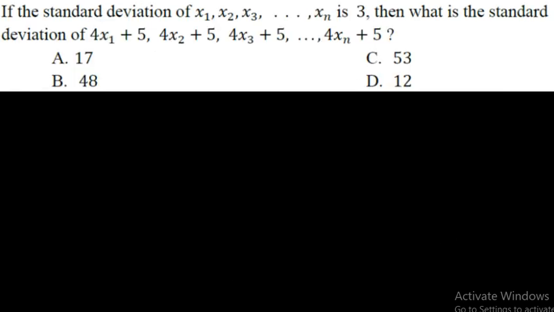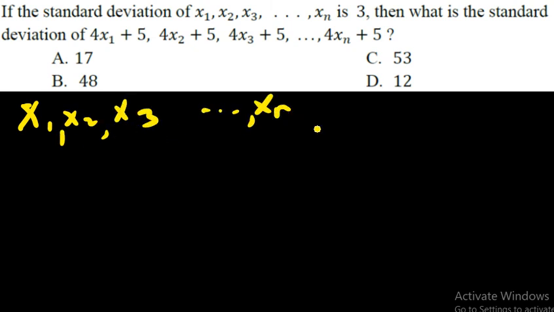The next question says if the standard deviation of x1, x2, x3, until xn is 3, the original data. There is data x1, x2, x3 until xn. The standard deviation is 3. Then what will be the standard deviation of the new data 4x1 plus 5? That means the original data is multiplied by constant 4 and 5 is added.